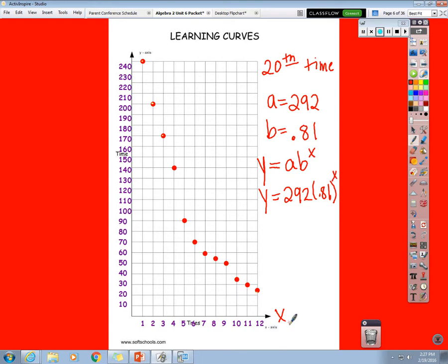So, now that I have an equation from my data, how can I use that to predict the time in seconds if I did it 20 times? What did we say x represents? Time. Right, so I'm going to put the 20 right there. So it'll be y equals 292 times 0.81 to the 20th power. And what do you get?